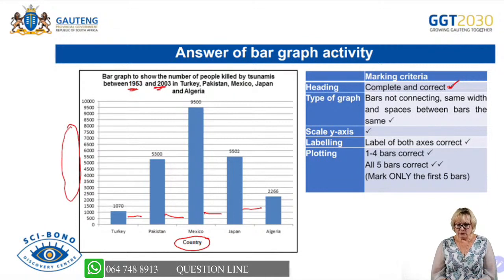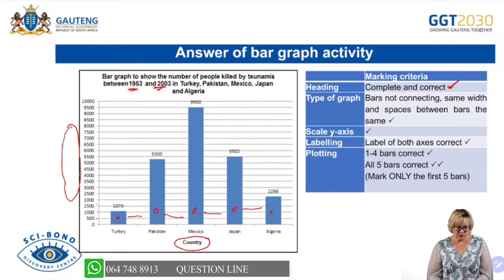All right, and look at what the criteria are. Bars not connecting, so they mustn't touch one another. Same width and the spaces between the bars the same. So the bars must be the same width, and the spaces between them must be the same. If it's not like that, you are losing a mark. Is the scale on the y-axis correct? Yes, there's a nice scale. It was counted in 500s. It's 0, 500, 1000, and so forth.